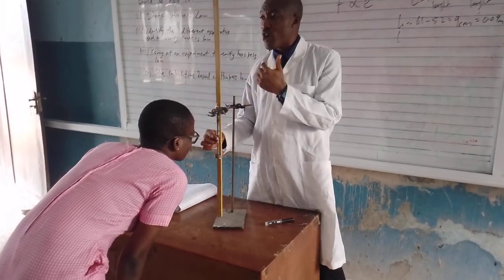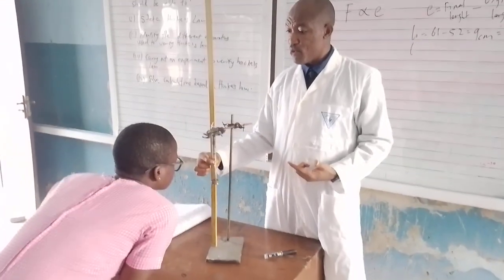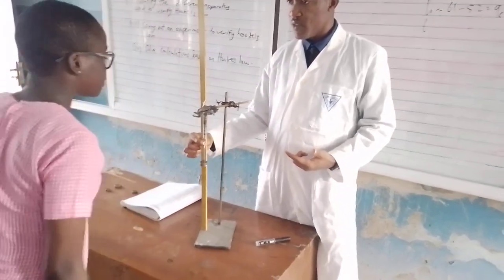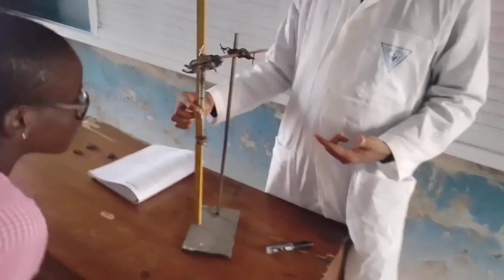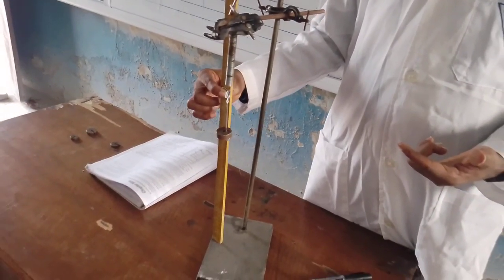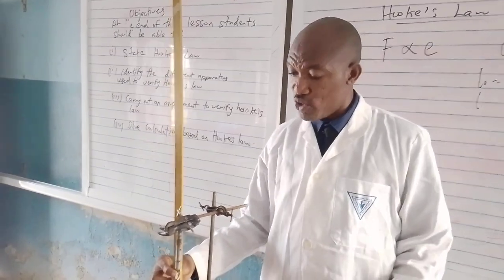Because to avoid error due to parallax, when you stand and look at it, you may not get an accurate value like that. Just for estimates, yes? 62.5. Can another person come and verify? Another person, please come and verify. Your eye level should be at the same level as the point you want to measure. That way you avoid error due to parallax.